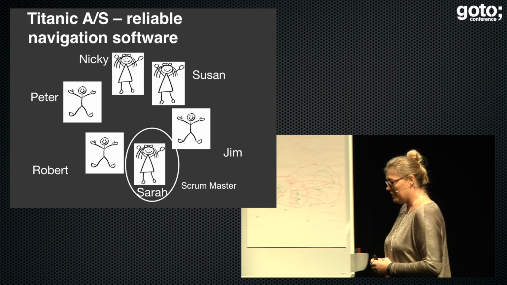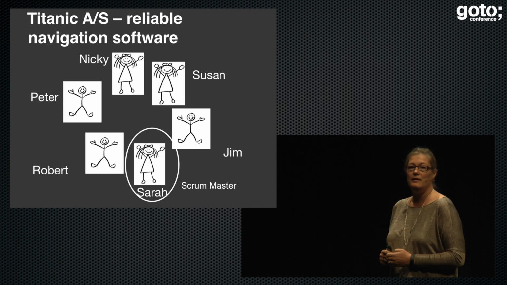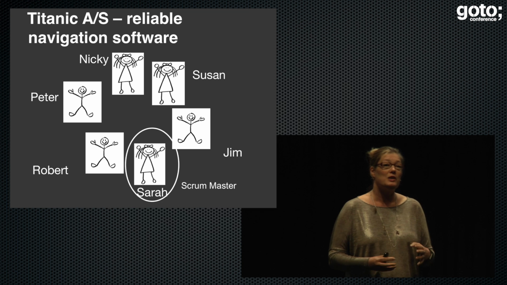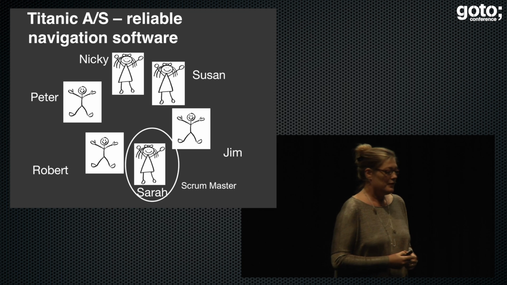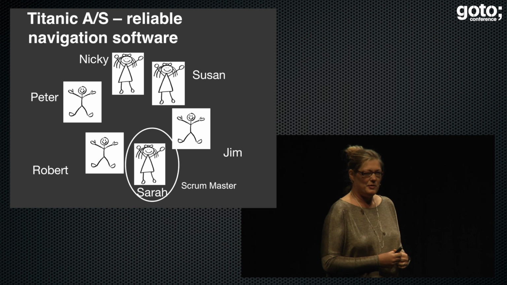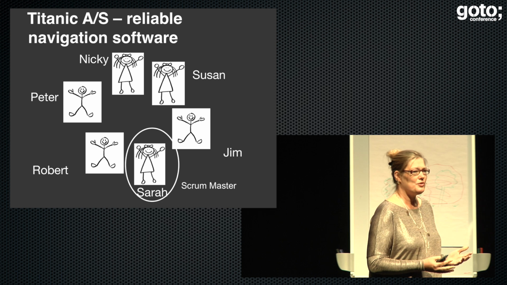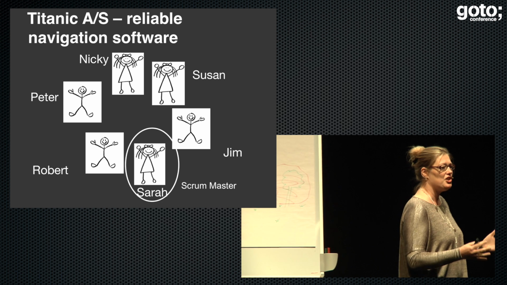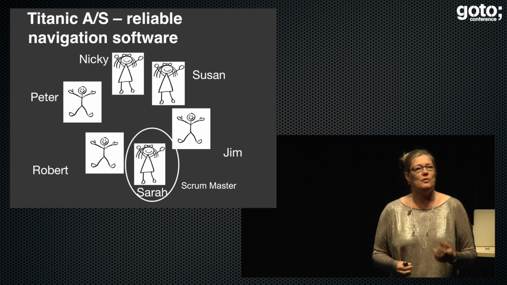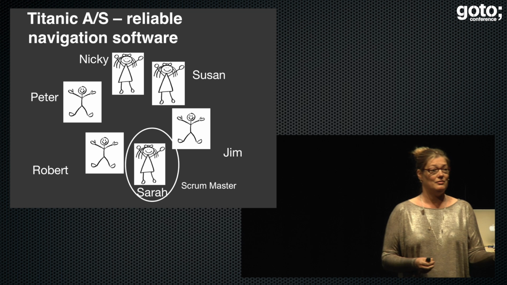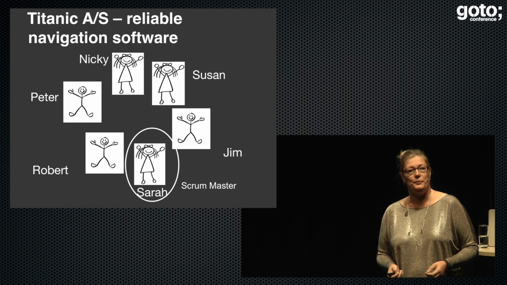But I'm going to start with a little story. There was this little Danish company called Titanic, which made reliable navigation software for ships, but it started having a really bad reputation. Things went wrong, and they didn't really know what to do about it. It was like a big ship corporation. And then some of their leaders said, hey, we'll make it agile. We'll start using Scrum. That's the solution to everything, so that's what we'll do.